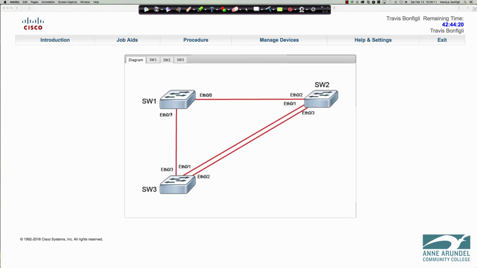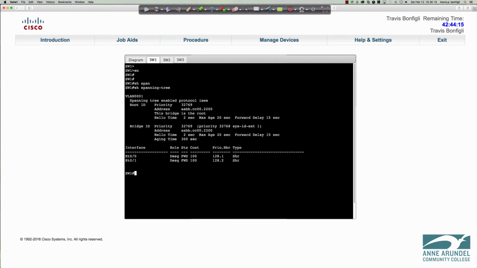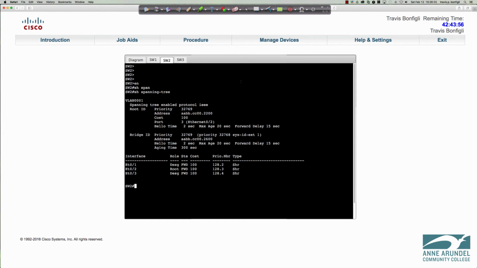So now we're going to talk about changing the spanning tree priority. So we saw on all of the switches what the priority was. The priority by default is 32768 plus the system ID extension. So keep in mind that we can change the priority in increments of 4096, starting from 0 and going up. So we're going to make switch 2, it looks like, the root bridge. So how do we do that? Well, we go into global config and we say spanning-tree vlan 1 root primary.